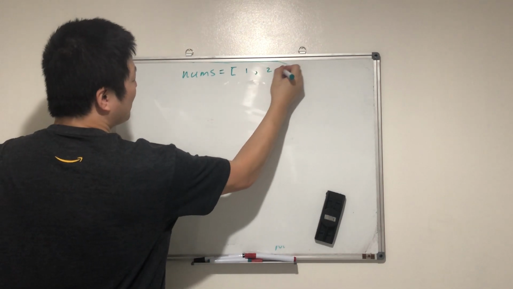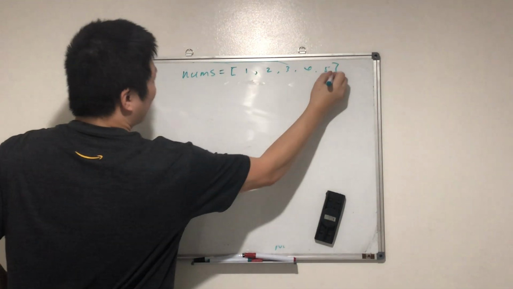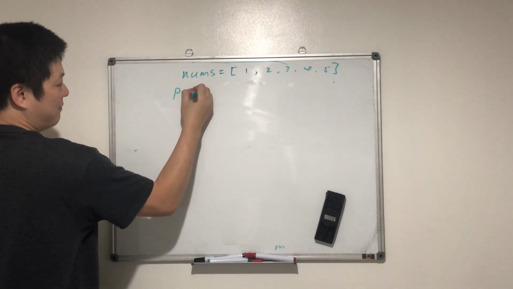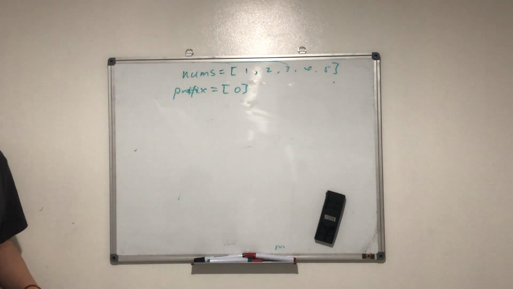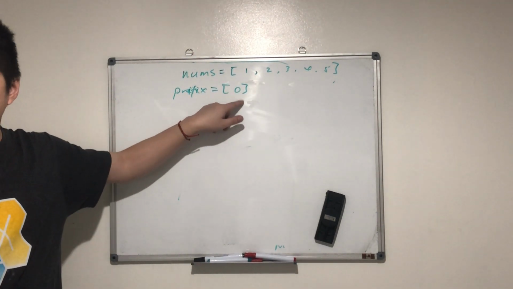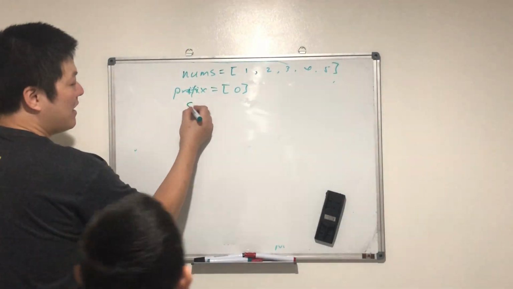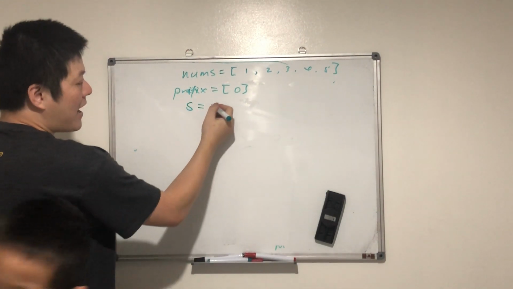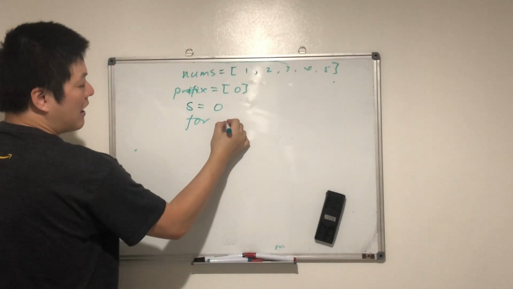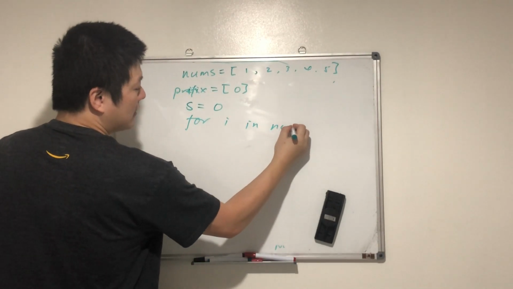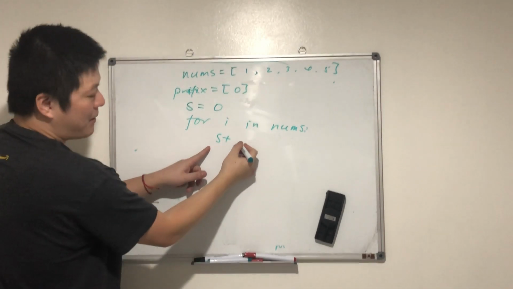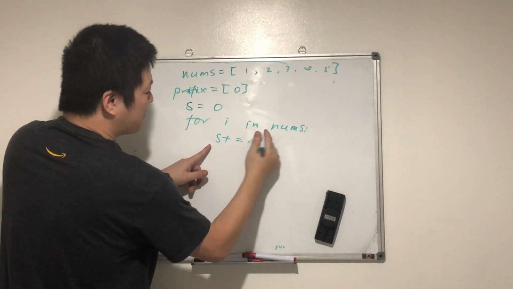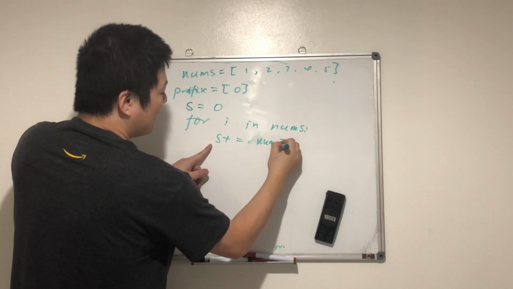Okay, 1, 2, 3, 4, 5. Let's say, and then we need to have a prefix sum. Prefix. Let's push a 0 at the beginning. I'll tell you why I need a 0 at the beginning. Then I can just say s equals 0, and for i in nums, s plus equals i, right? Equals nums i, right?